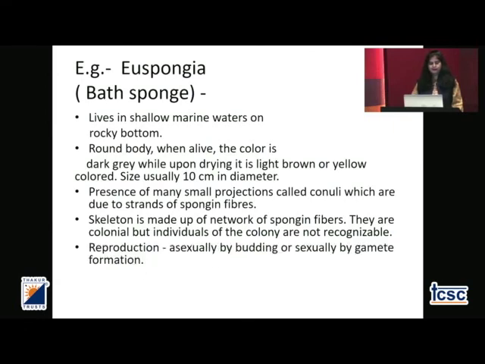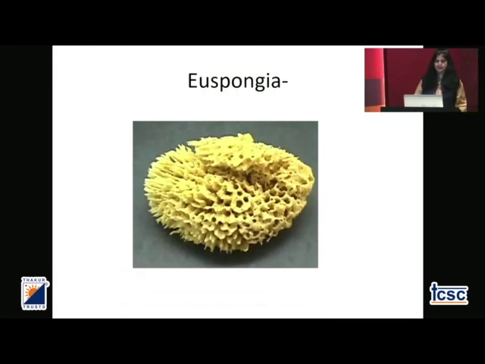The reproduction is either by asexual mode, that is by budding, or by sexual mode by formation of gametes and union of gametes. This is the structure, how it exactly looks, yellowish colored structure of Euspongia, that is bath sponge.